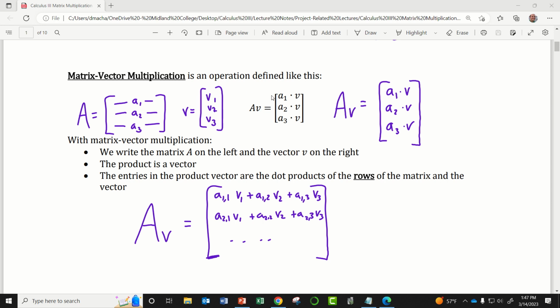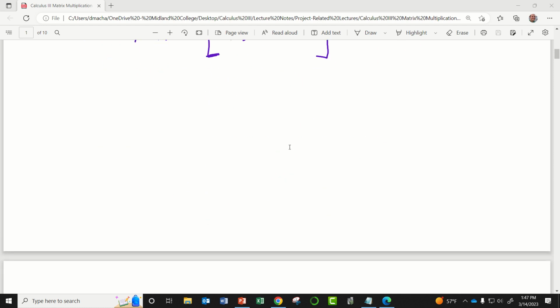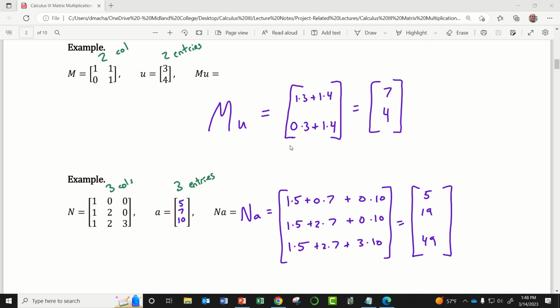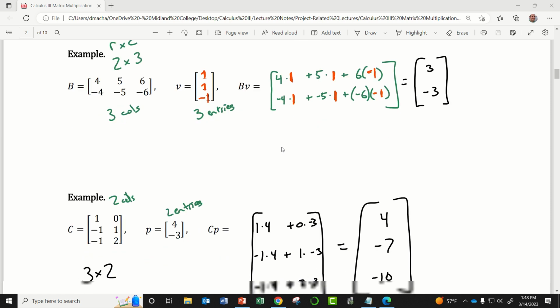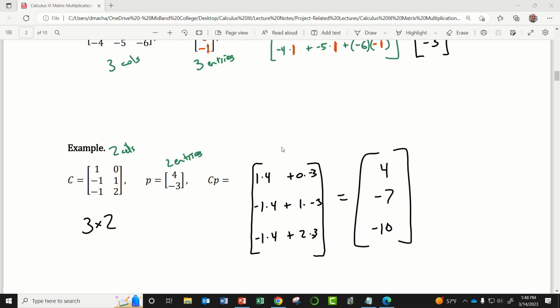Matrix vector multiplication is defined like this, where if I'm trying to multiply some matrix A times some vector V, I would write it AV, and the product of this matrix vector multiplication is a vector where the entries of the vector are the dot products between the rows of the matrix and the vector. So then I did some examples of matrix vector multiplication, and of course you can go back into that recording and watch me do these examples.